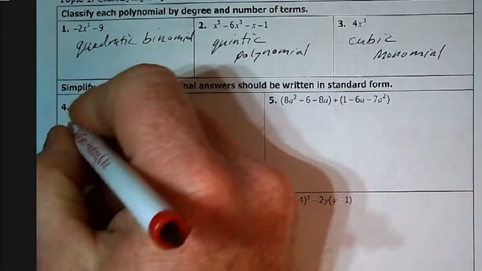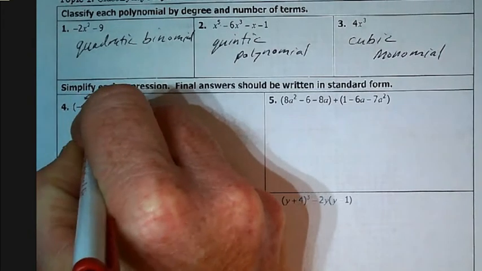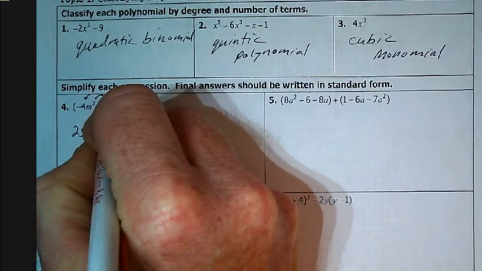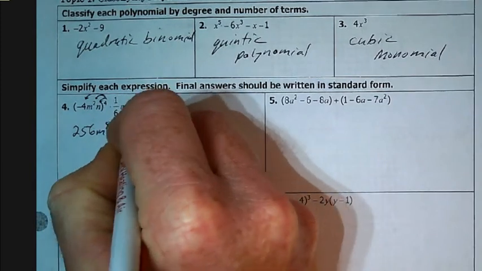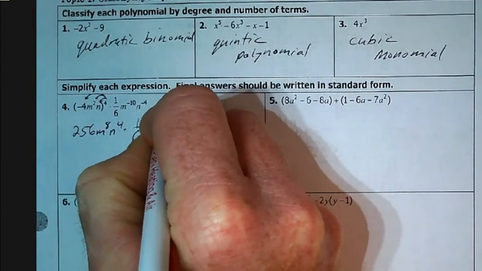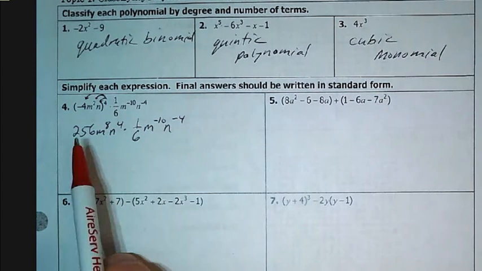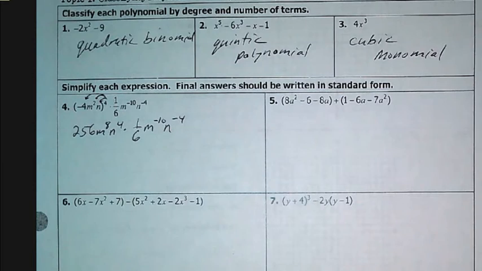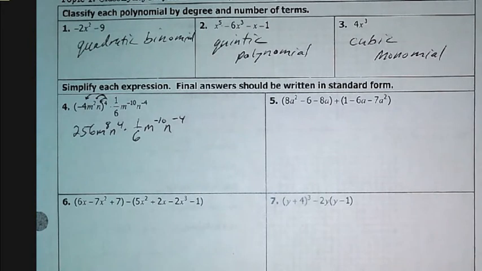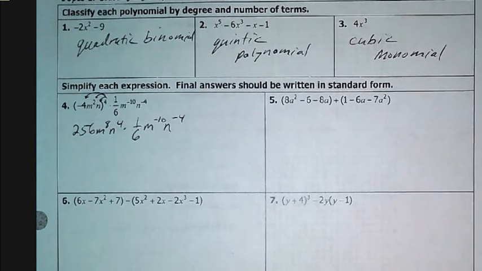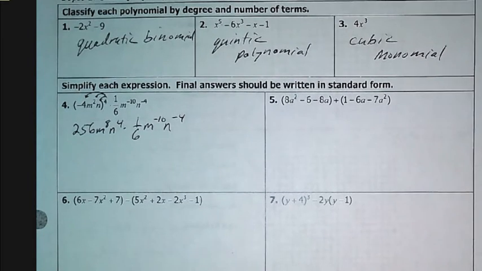So 256 m to the 8th n to the 4th times 1/6 m to the negative 10 n to the negative 4. Alright, so now we need to multiply the 256 and the 1/6. 256 over 6 reduces to 128 over 3.